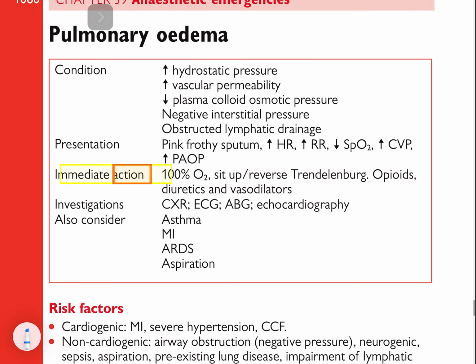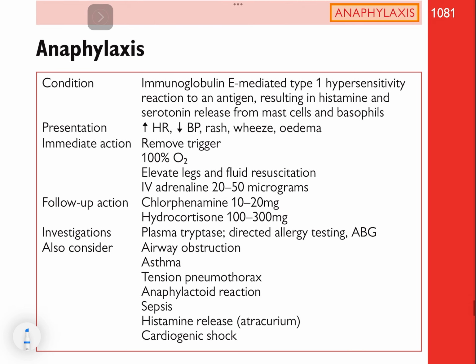Immediate action: 100% O2, sit up, reverse Trendelenburg. Opioids, diuretics and vasodilators. Investigations: CXR, ECG, ABG, echocardiography. Also consider asthma, MI, ARDS, aspiration and anaphylaxis.